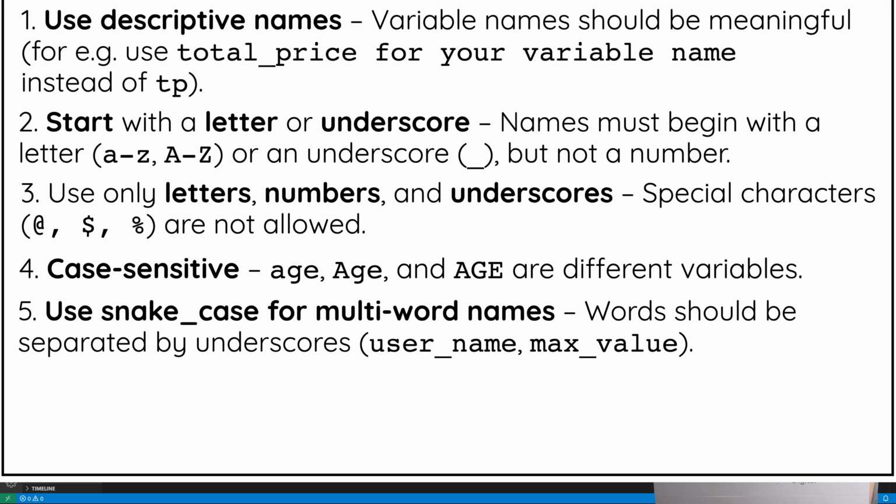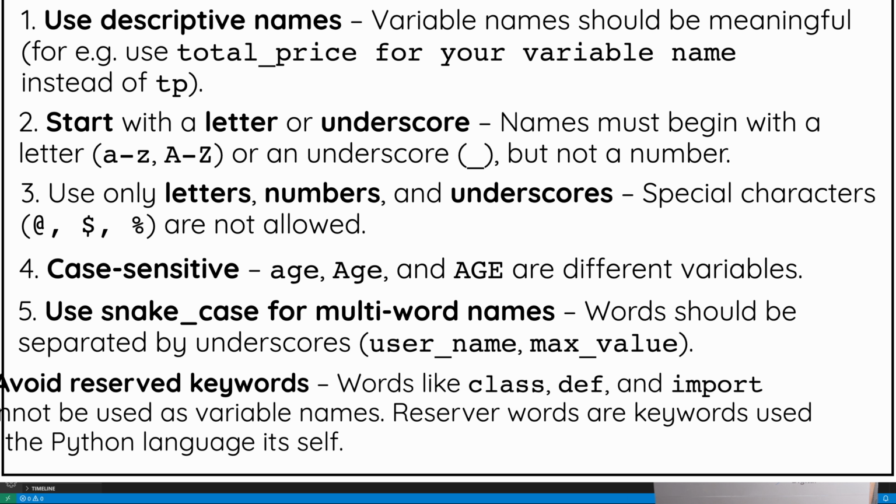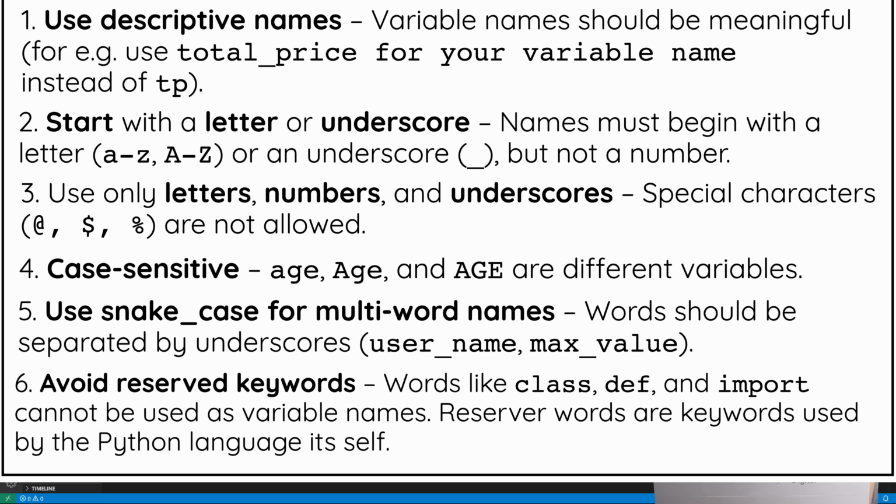Use snake case for multi-word names. Words should be separated by underscores. User underscore name, max underscore value. Avoid reserved keywords. Words like class, def, and import cannot be used as variable names. Reserved words are keywords used by the Python language itself.